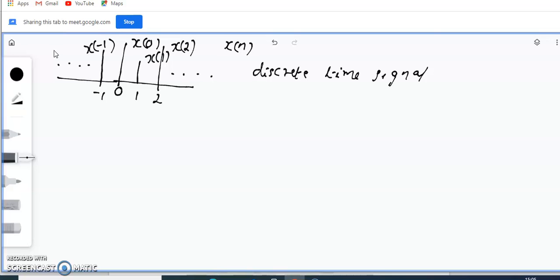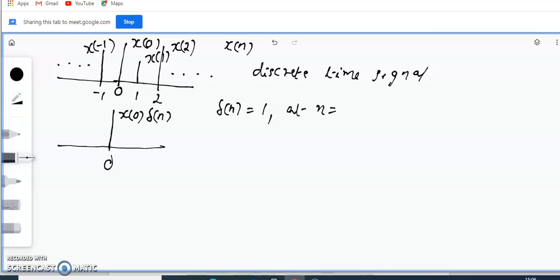At n is equal to 0 it is having a value. The signal is having a value, right? And what is the value? The value is x of 0. And what happens when it is multiplied with delta n? Delta n is equal to 1 at n is equal to 0, isn't it?